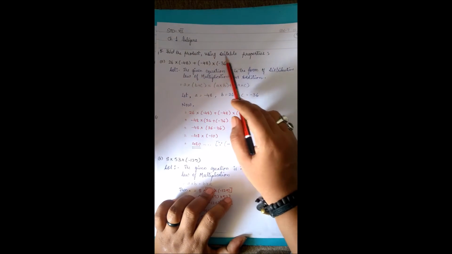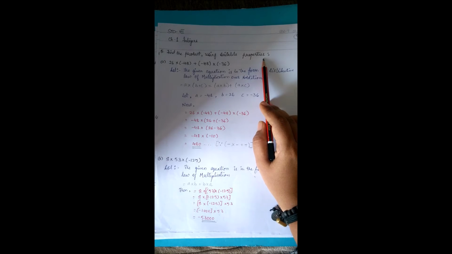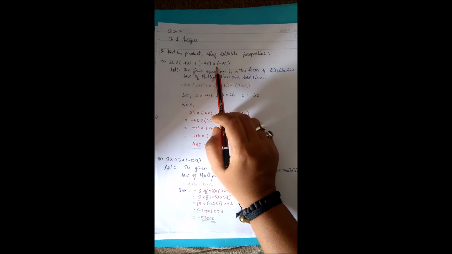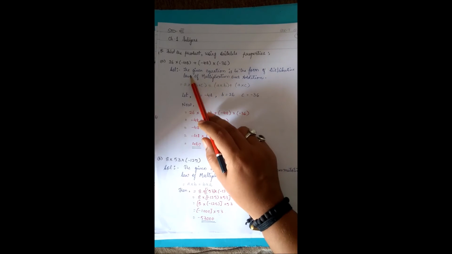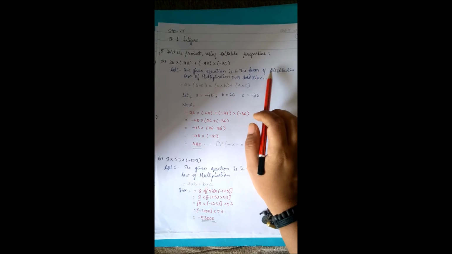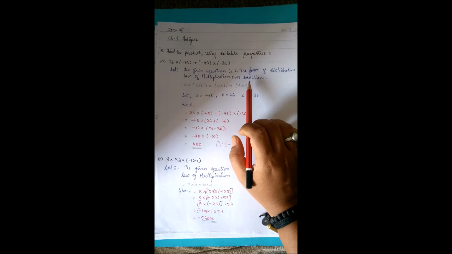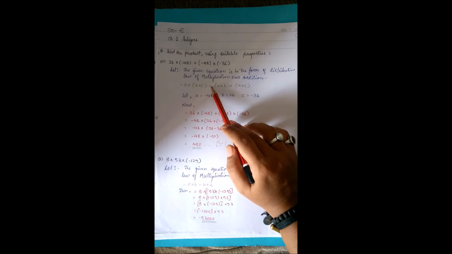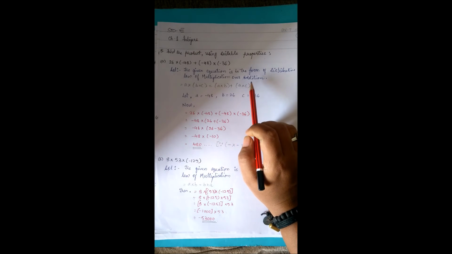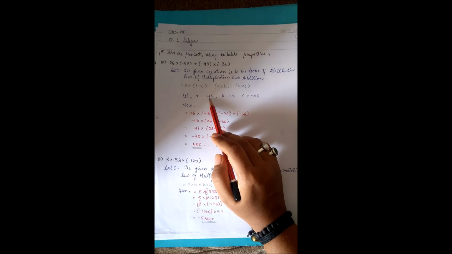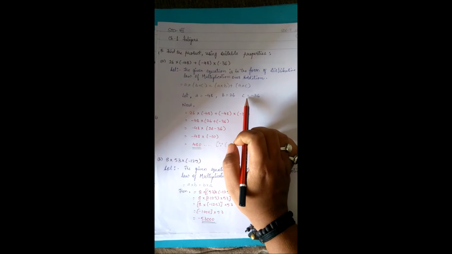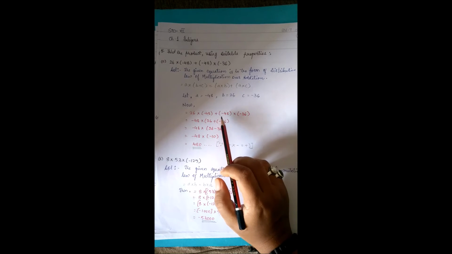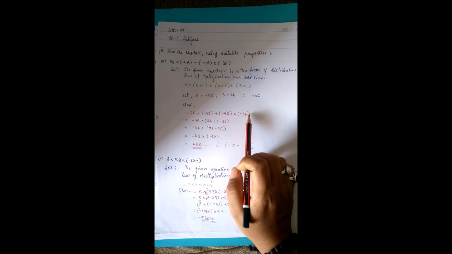Now find the product using suitable properties. So 26 into minus 48 plus minus 48 into minus 36. The given expression is in the form of the distributive law of multiplication over addition. That is, a into bracket b plus c equals a into b plus a into c. So here a is minus 48, b is 26 and c is minus 36.